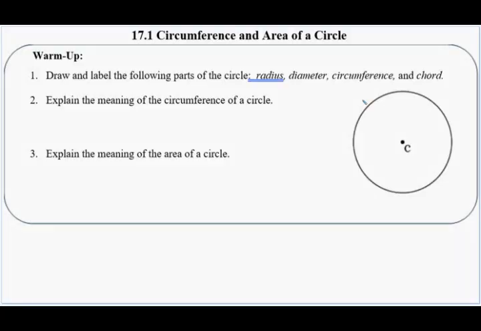Welcome to geometry class. In this video we're going to look at chapter 17 section 1, circumference and area of a circle. Here's our warm-up. Draw and label the following parts.